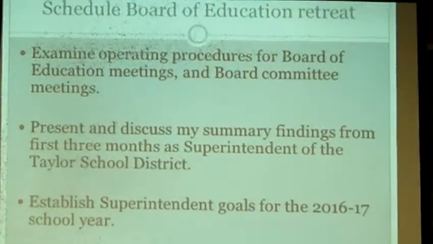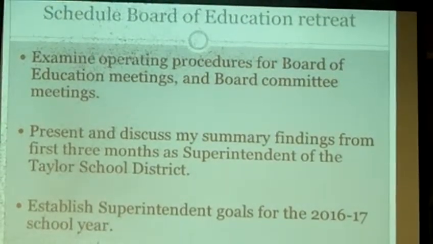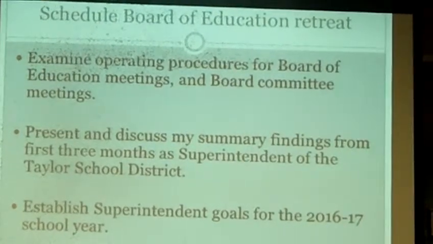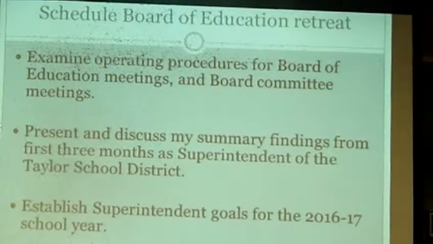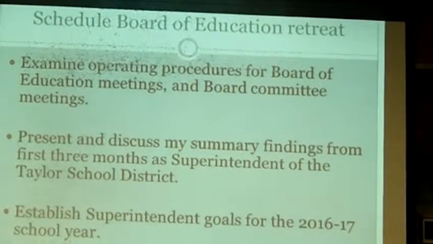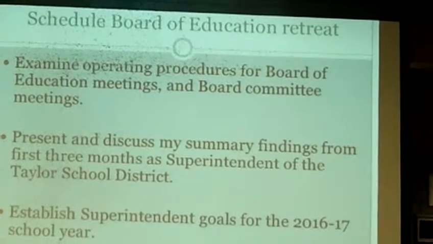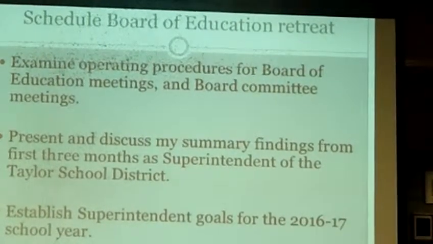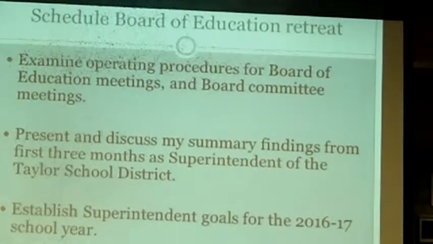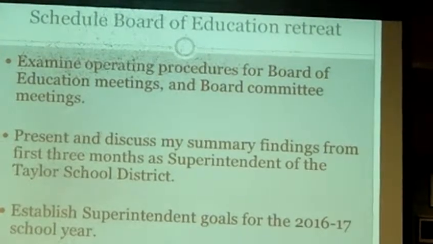Now that's a whole lot of work, a whole lot of meetings, an awesome opportunity for me to read and collect information. Boiling that all together, I would then want to talk to Board President Riley about looking at the first board retreat. We would want to sit down and look at our board meeting procedures, our committee meetings, our committee of the whole meetings, and I would then share and discuss my summary findings for my first 3 months and sit down with the board and say, okay, what are my priorities? Let's figure out what the goals are for me for this year and beyond, and then hit the ground running.